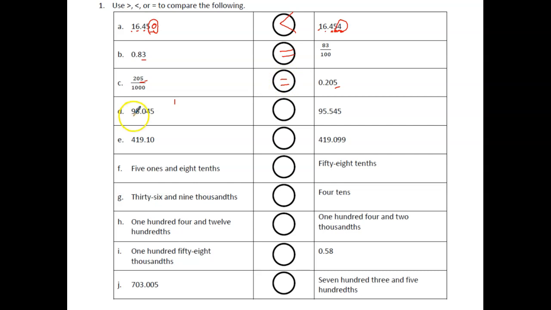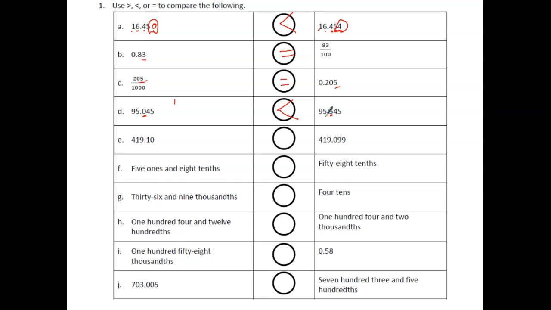If we look at D, we notice that our tens places both have a 9. Both of our ones places have a 5. But when we compare our tenths place, we have a 5 in the tenths place on our right side and a 0 in the tenths place on our left side. So we said that the sign is always going to be open to the bigger number. So I would read this as 95 and 45 thousandths is less than 95 and 545 thousandths. Just based off of the fact that my tenths place, when I'm comparing like units, is greater on this side, therefore this number is going to be greater.